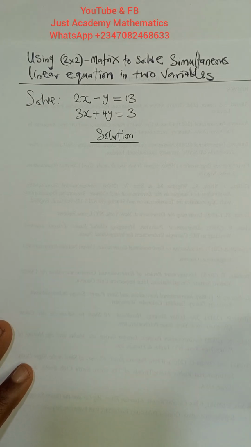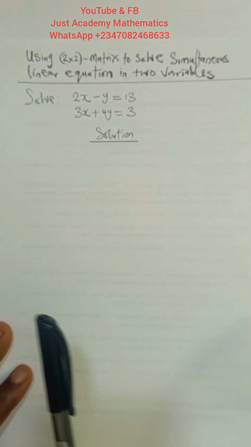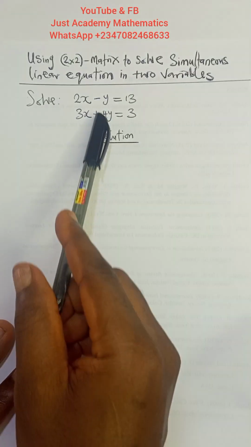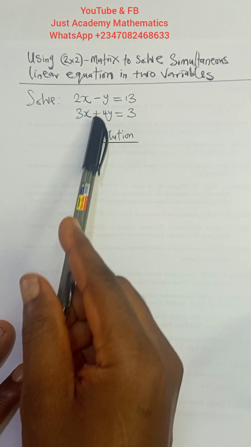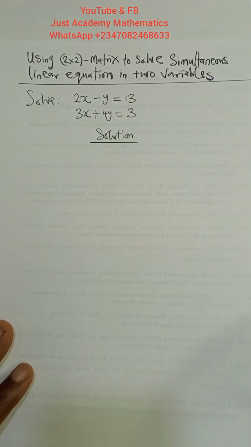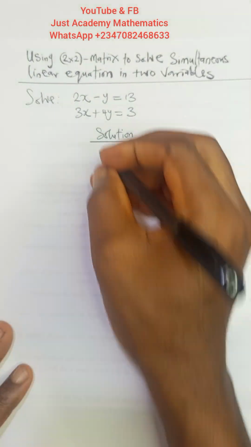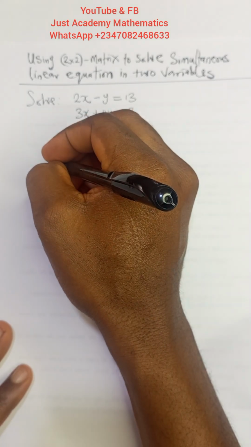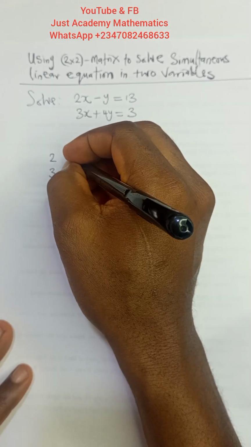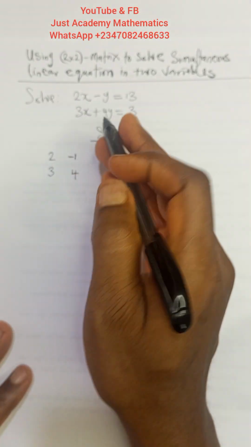The first thing you have to do is to make sure the equation is well arranged. What do I mean? The variable x is in one line, y following x in one line, then the constant, the one without x and y, after the equal sign. So we bring out the coefficients like this, because this equation can be interpreted like this: 2 and 3 are the coefficients of x. The coefficient of y here is -1. The coefficient of y here is what? 4. So these are the coefficients of these variables.